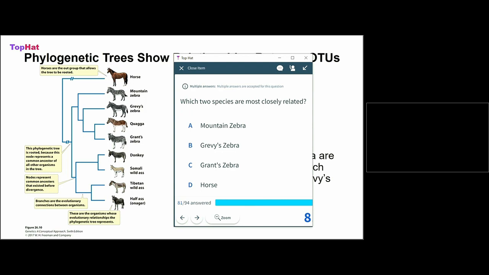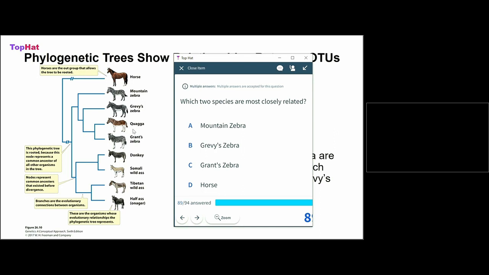Okay, so of those four animals, can we rule one out? The horse. The horse is our outgroup. So we know the horse is not going to be one of the two species that are most closely related. So what we need to do is look at the mountain zebra, Grevy zebra, and Grant zebra.